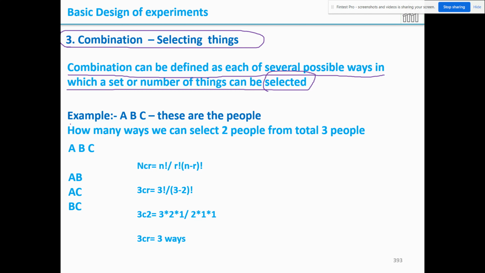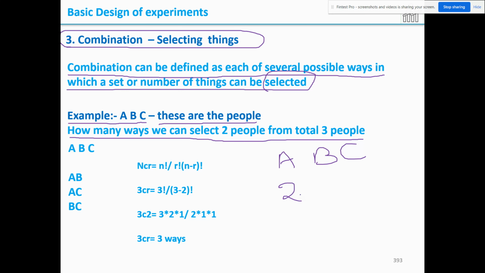So let us take the same example. A, B, C. These are the people, and how many ways can we select two people from a total of three people? There are three people A, B, C, correct? How many ways can we select two people at a time from the three?